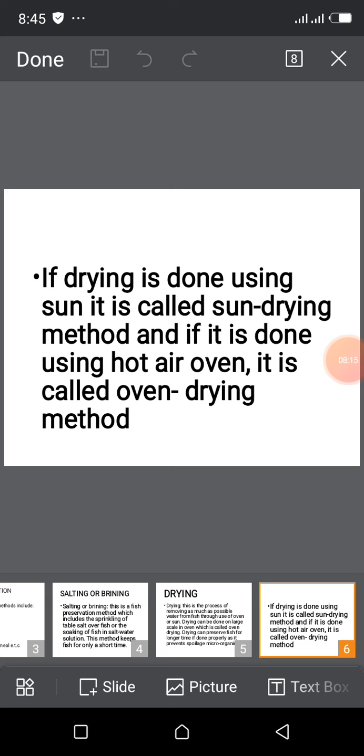After processing and draining the water in a sieve, all they do is just to expose the fish to sun. And after exposing it to the sun, you discover that the sun will be able to absorb the water in the fish, thereby leading to drying. But if drying is done using hot air oven, then this method will be called oven drying method.